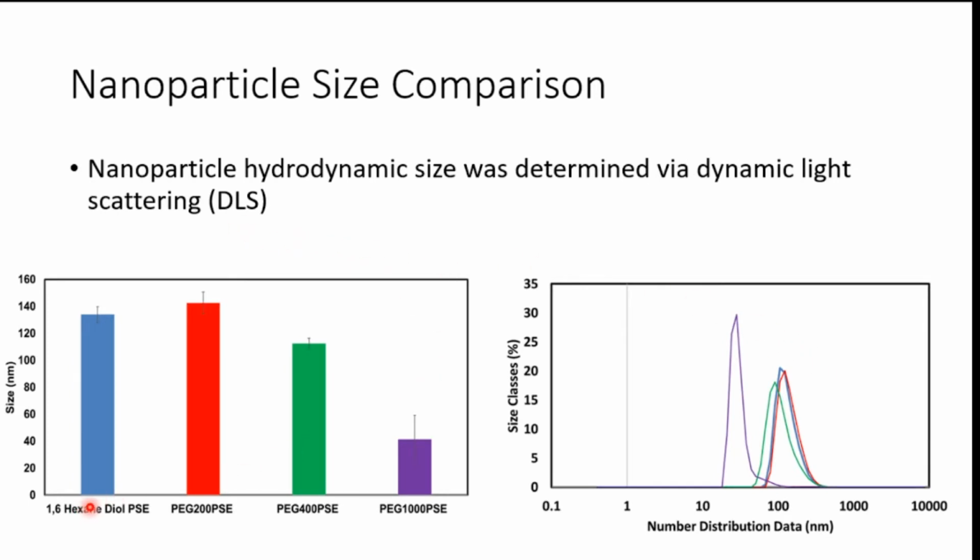So the 1,6-hexanediol is about 130, the 200 at about 140 nanometers, the 400 at about 120, and the 1000 much smaller at the 40 nanometer range. And here is the PDI, polydispersity index, of those, just indicating through the smaller width of these peaks that this is more concise data, and there's no discrepancies in the size of these nanoparticles.